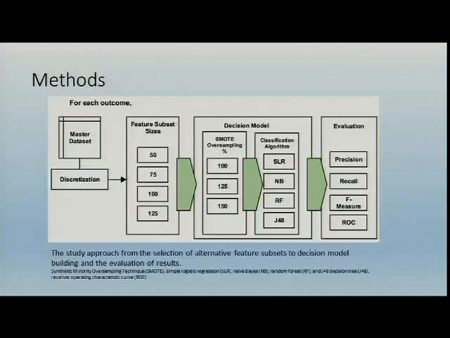We use different feature subsets. We use different decision models. We used an amplification method that's called SMOTE, part of the different decision models that we used. And then we looked at the different metrics for the evaluation of those predictive models. Precision, like I said, is the positive predictive value. Recall is the sensitivity. The F measure is a composite of the two, and the ROC.